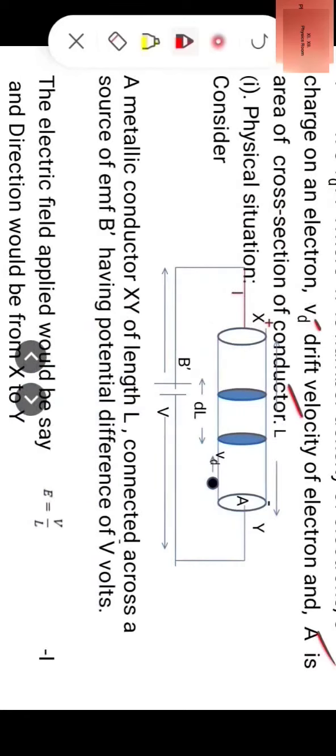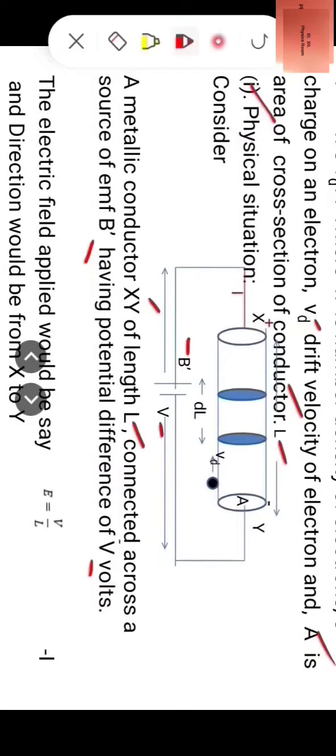Now we are to derive this relation, I is equal to n e Vd A. So let us first develop the physical situation. Consider a metallic conductor XY of length L. This is length L. This is conductor XY, connected across a source of EMF B dash having potential difference V volts as shown in the diagram.